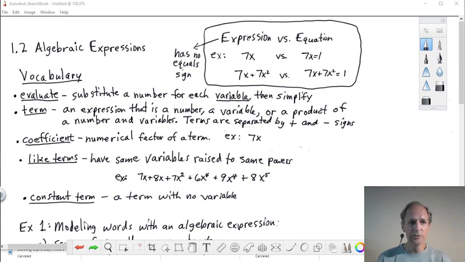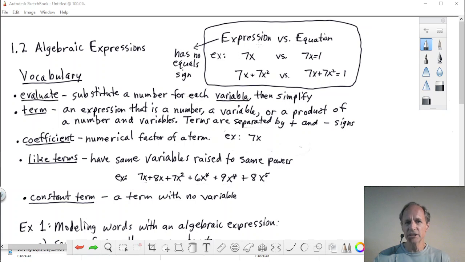Hi guys, in the last lesson we learned about real numbers and their properties, but what do you do with real numbers? Well, in algebra, one thing you do is use real numbers to build algebraic expressions. Those expressions are then used to solve problems, perhaps model something in the real world. So we're going to look at algebraic expressions.